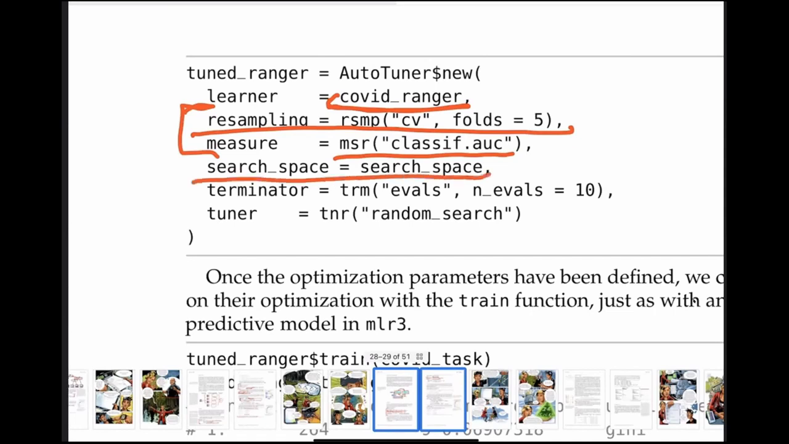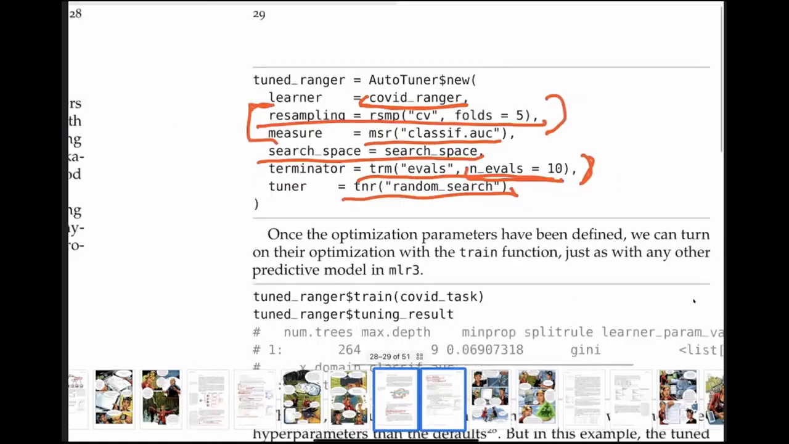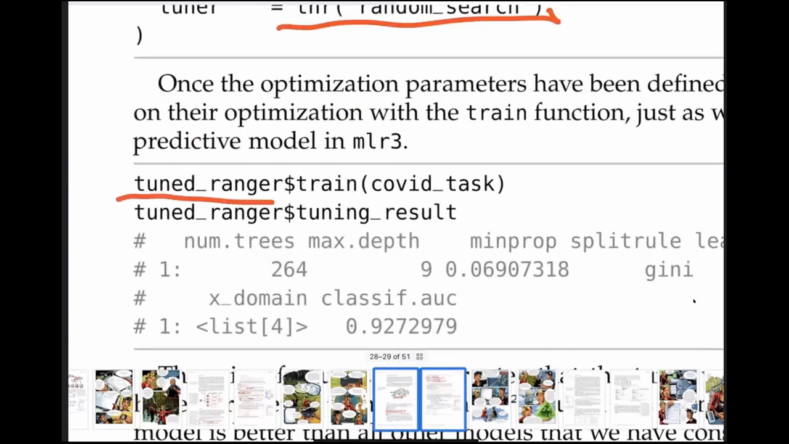So we have the search space, we have the evaluation metric, and we have the terminator. You can specify different stopping criteria. Here we use a very simple one, the number of evaluations. So just try 10 random hyperparameter sets and choose the best out of these 10. And here we are using random search for selecting these candidates for hyperparameters. In mlr3, again, you can just use the train function. This will select the best hyperparameters and estimate the trees in the random forest model.